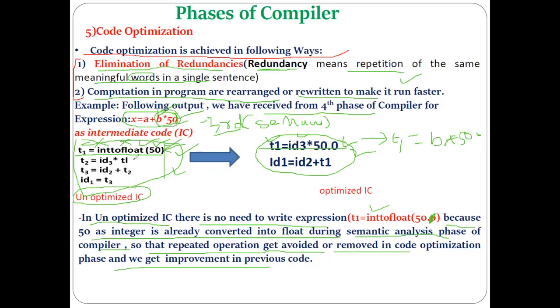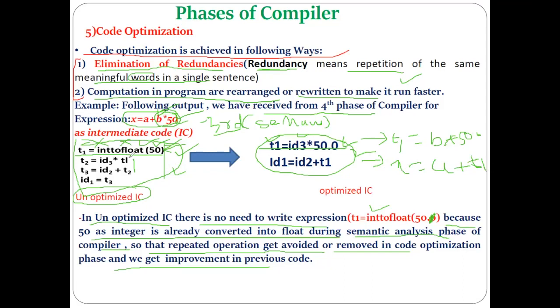Understood. So now we can also avoid writing these two instructions. How? Let's see. From this we can directly write id1 equal to id2 plus t1. You can write this instruction directly like this also, like x is equal to a plus t1, meaning is same.